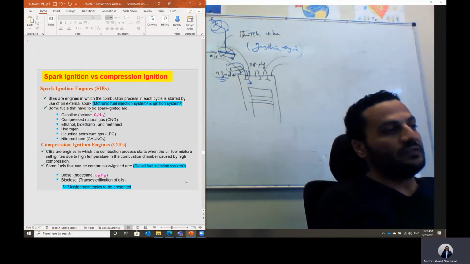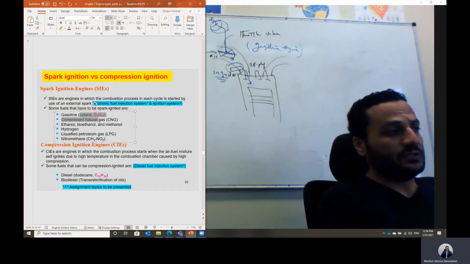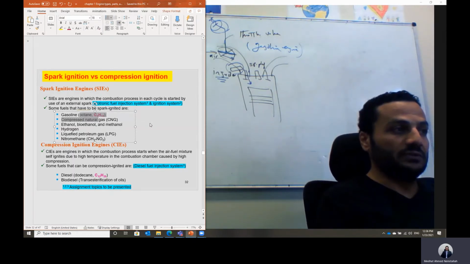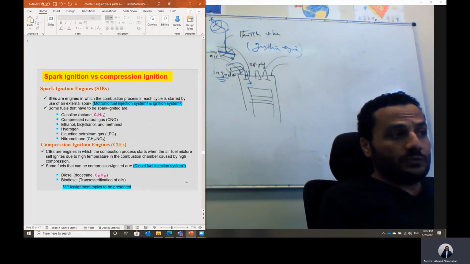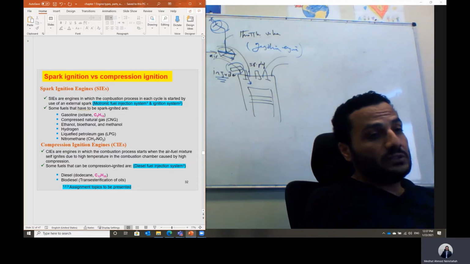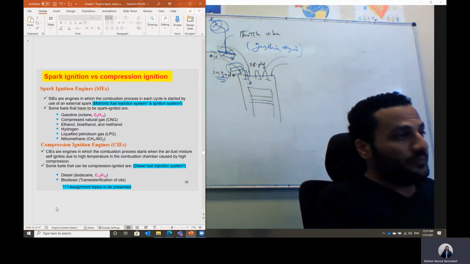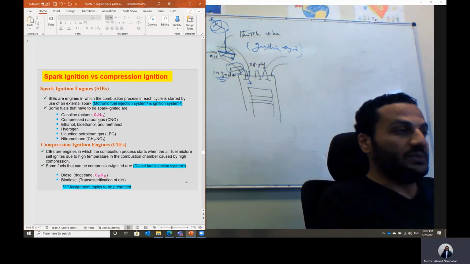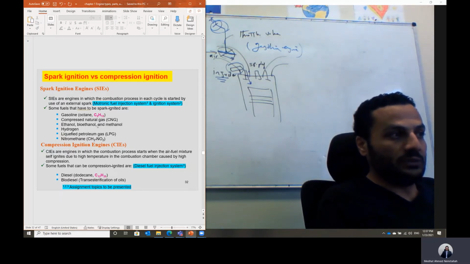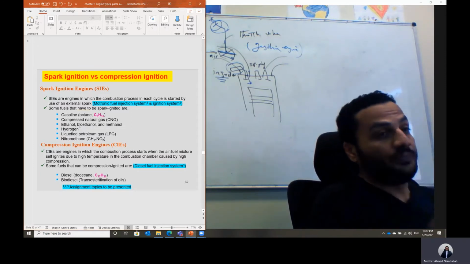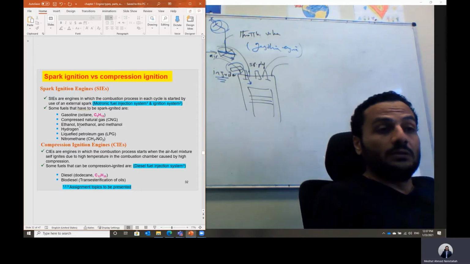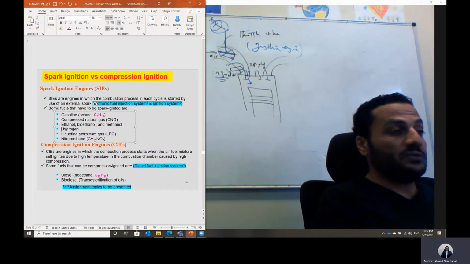These are the fuels that can be used in the gasoline engine. We can have gasoline, the basic gasoline fuel, which is octane, C8H18. We can also use compressed natural gas in a gasoline engine, with some modification to the intake system. Ethanol or alcohol can also be used, like ethanol, bioethanol, and methanol. Bioethanol is ethanol from biodegradable or renewable sources. It can also use hydrogen.